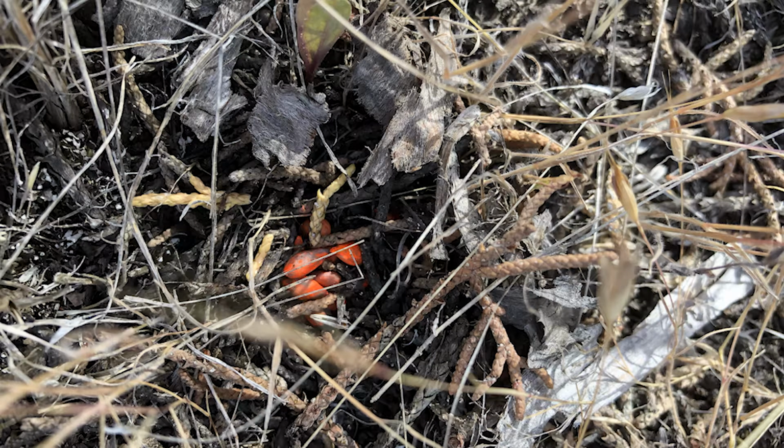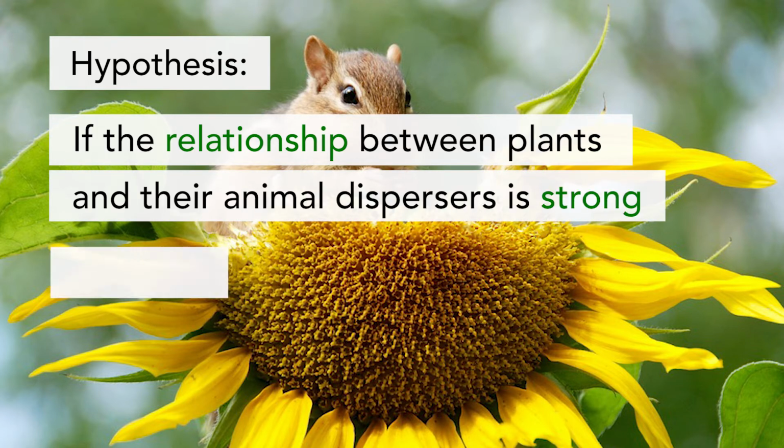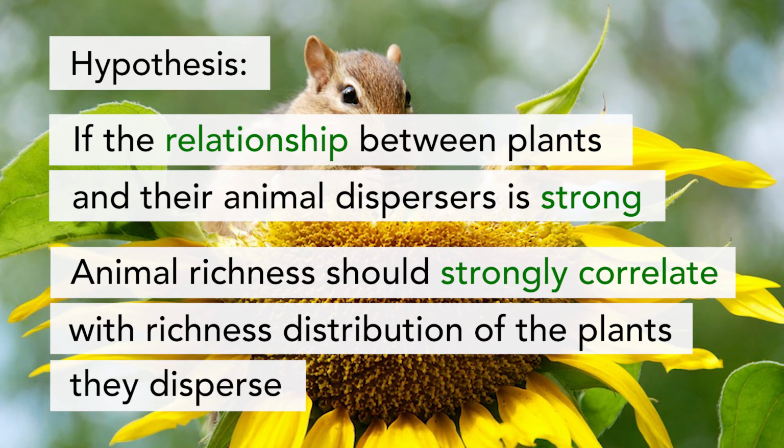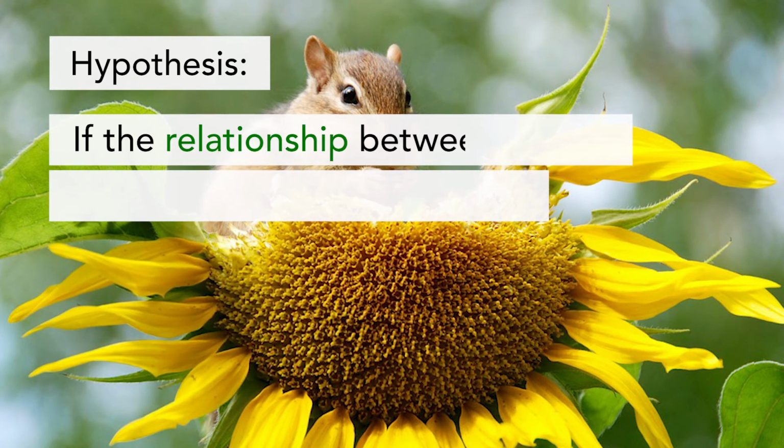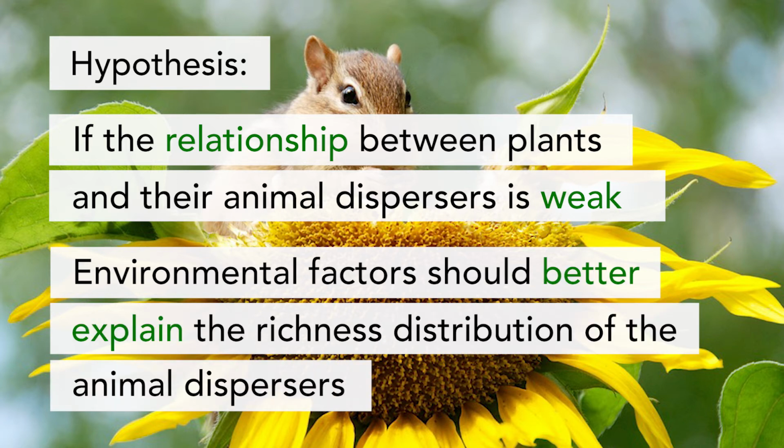We hypothesized that if the relationship between plants and their dispersers is strong, animal richness should be strongly correlated with the richness distribution of the plants they disperse. However, if the relationship is weak, then other variables such as environmental factors would better explain the richness of animal dispersers.